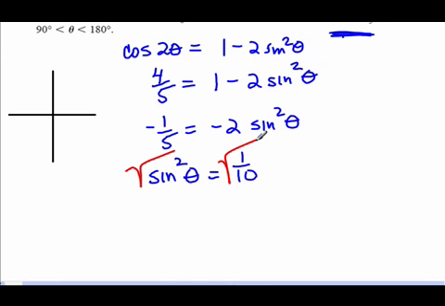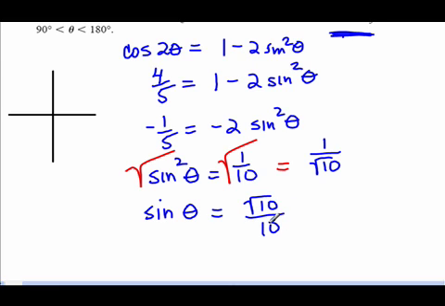And now is where we all know, when you take the square root of both sides, it should be plus or minus the square root of 1/10. However, what quadrant am I in? I'm in quadrant 2. Sine is positive, so I want the positive square root of 1/10, which when we rationalize the denominator, we end up with sine theta being the square root of 1 over the square root of 10. That's 1 over the square root of 10. So we end up with the square root of 10 over 10.